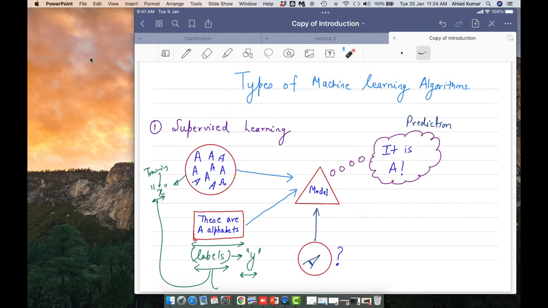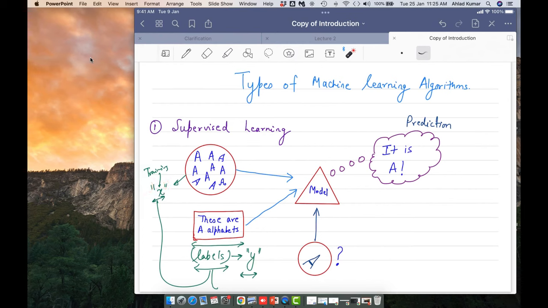So basically, this model is trained on a supervised learning approach. And supervised learning means you are actually providing information to these images, adding information to these images and telling the model that these images which are getting trained by you are A images. So the extra information which we are giving to the images is termed as labels, and we denote it by Y, and training images are denoted by X.